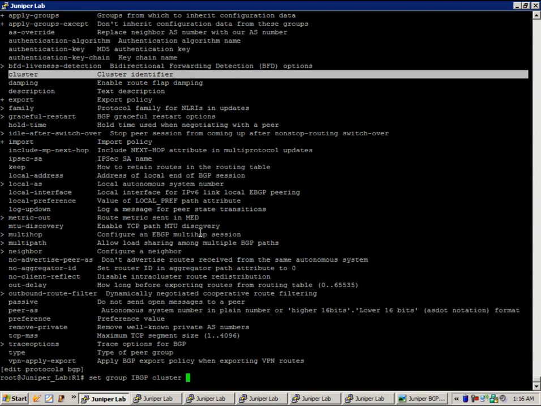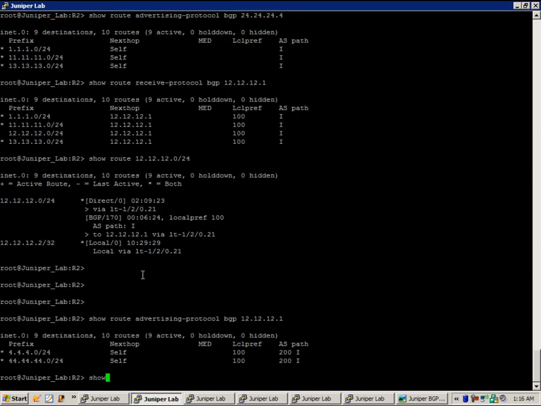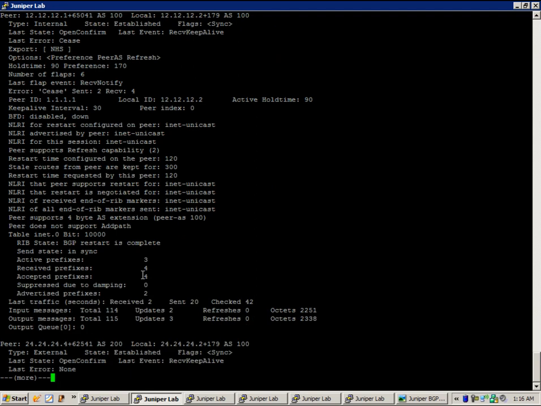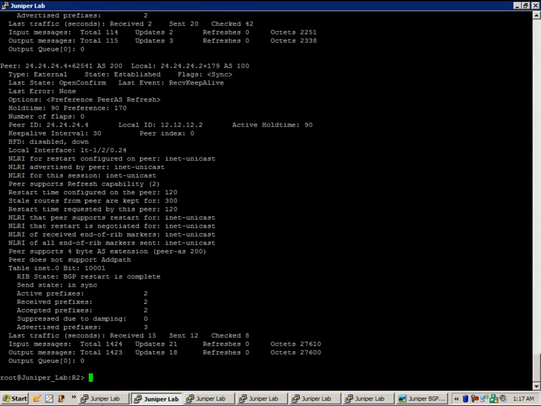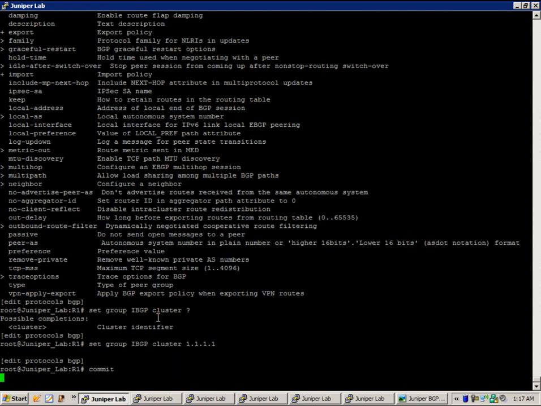So we're going to do the command set group IBGP cluster space question mark, and it's going to ask us for the cluster identifier. What I was telling you earlier, usually you set this as the router ID. So router 1, let's see if we can find out if we go to router 2 and do a show BGP neighbor. It sees the peer ID is 1.1.1.1, so that's the router ID of router 1. So we'll do the command set group IBGP cluster 1.1.1.1. We'll go ahead and commit that.